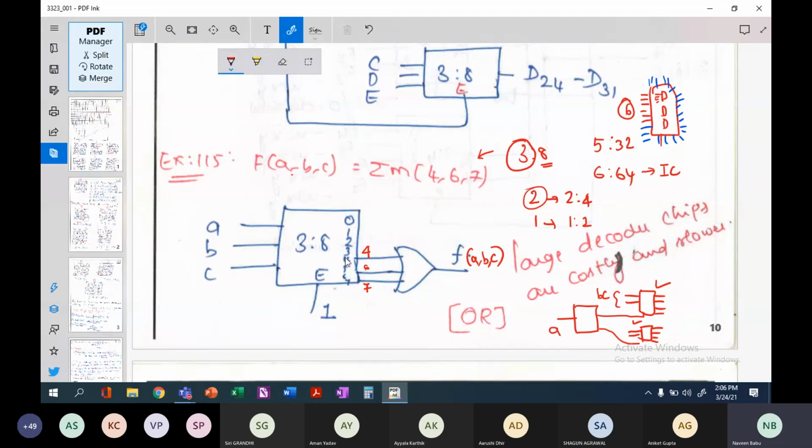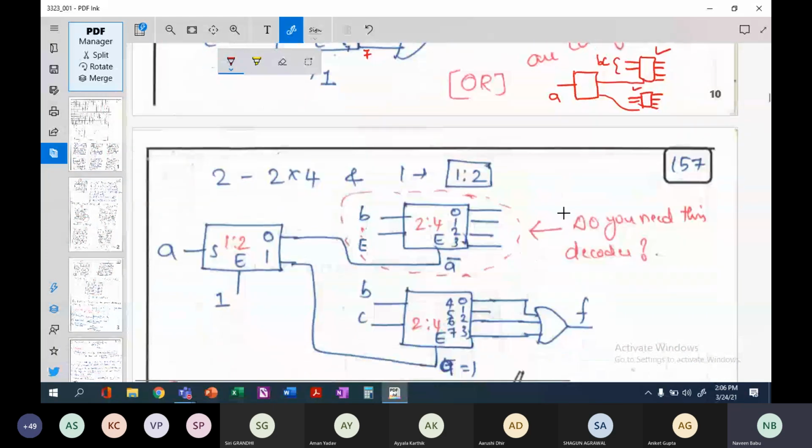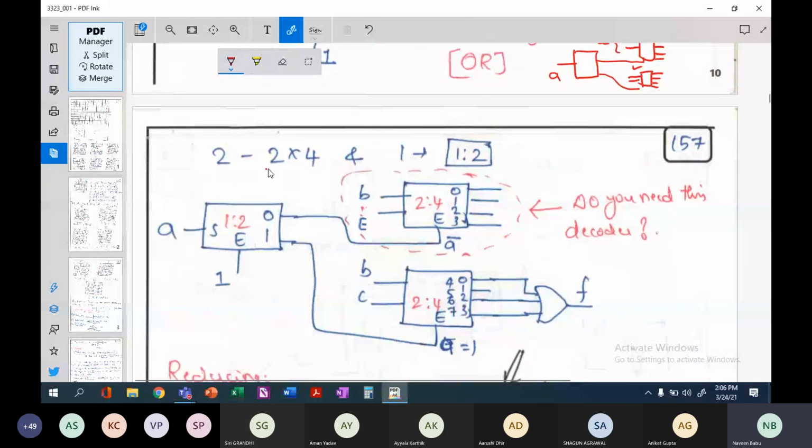Now let us come to the implementation part. How many decoders do you need? You need two 2x4 decoders, and one decoder to select the two decoders here. Now let us see how to implement this. I've already said always first draw the larger ones, the 2x4 decoders. You have two signals here, B and C. Out of the three input signals A, B and C from this function, we are using B and C as the input to these 2x4 decoders.